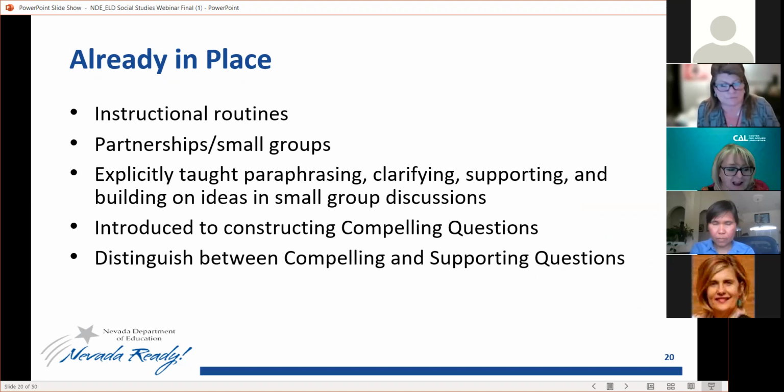The teacher already has some instructional routines in place, which include students knowing how to move into partnerships, work with a partner, and in small groups. The teacher has already explicitly taught how to paraphrase and clarify, support, and build on each other's ideas when they're in small group discussions. And the teacher already introduced how to construct a compelling question as a whole group, and to distinguish the difference between a compelling and a supporting question. So this is not the first lesson about compelling questions, but a continuation of where they left off previously.